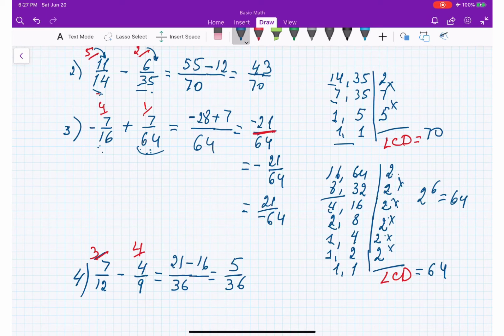Again, with the final answer, we are checking if we can simplify 5 and 36. We cannot simplify, so we leave it alone and we move ahead.